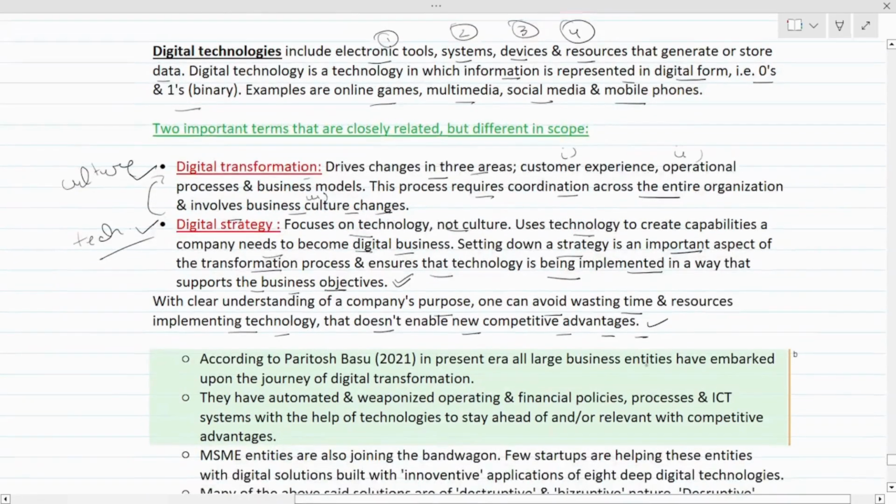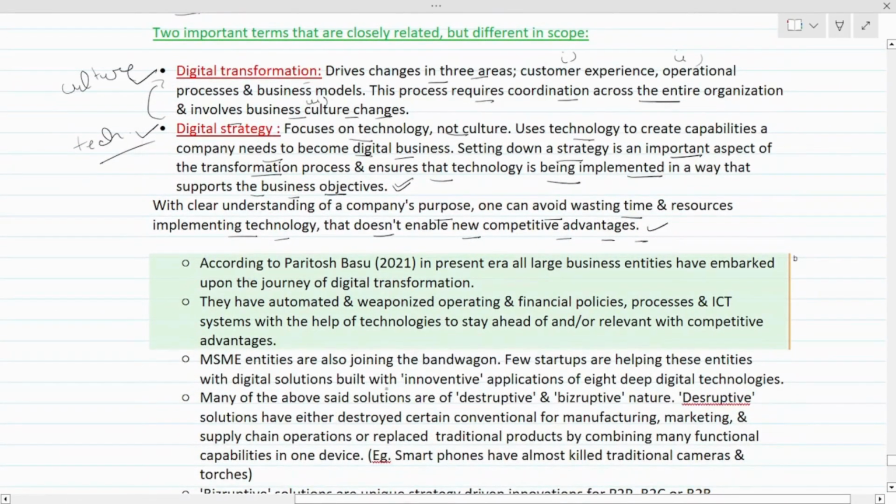Fine. Now there is a person called Paritosh Basu. According to him, in the present era, all large business entities have embarked upon the journey of digital transformation. Embark means to initiate or to begin, right? So we all see that large business entities, and even medium and small enterprises, have basically started their journey of digital transformation. They rely a lot on digital stuff for their business operations because that makes their job relatively easier.